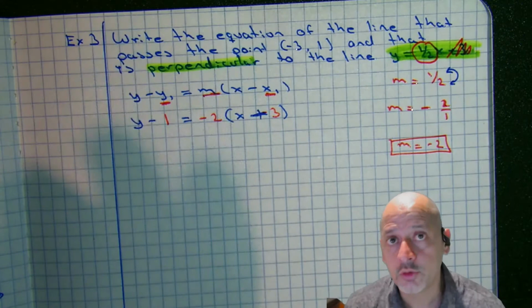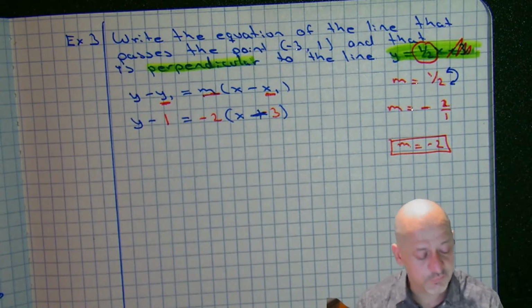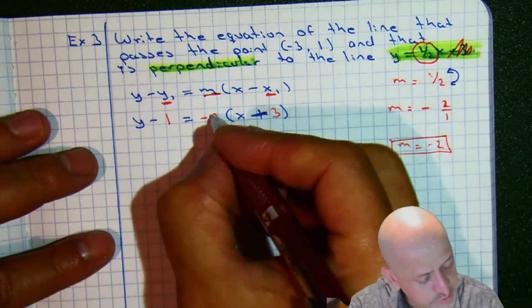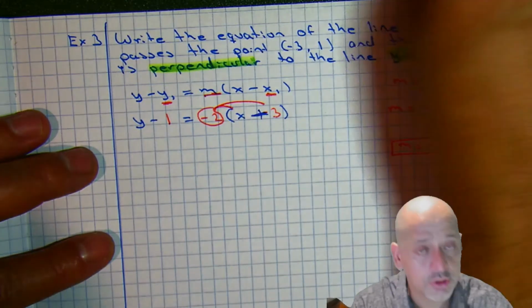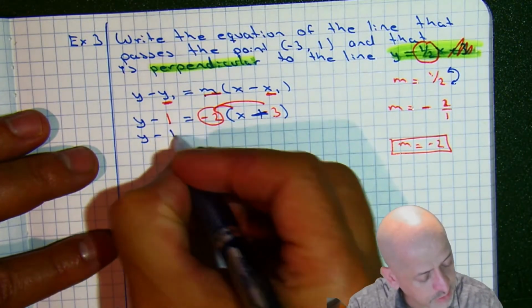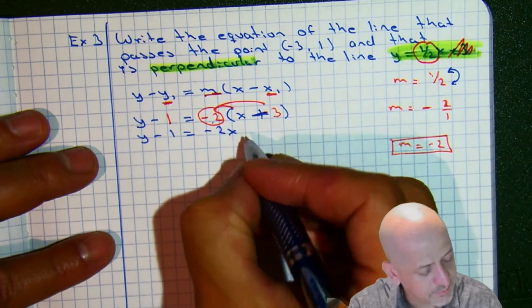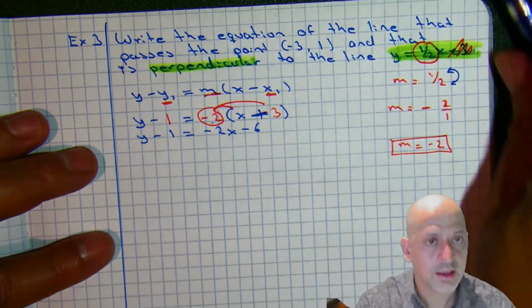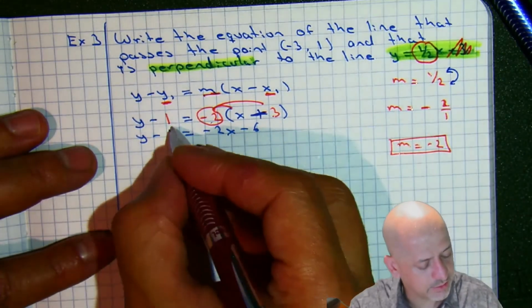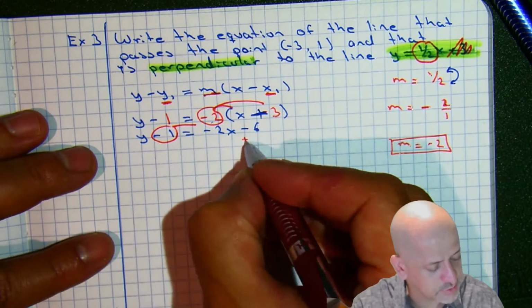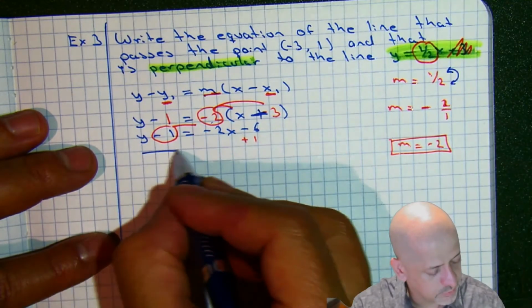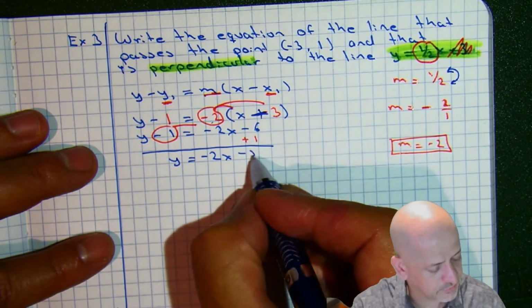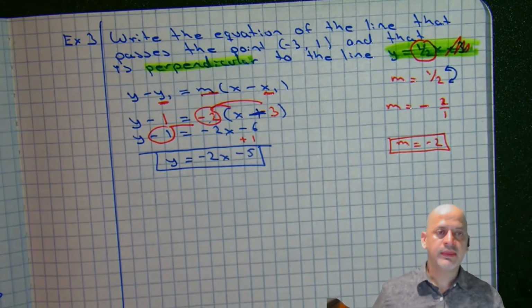But most of the time, we do need to rewrite it in slope intercept form. So two-step process. What's the first step? Correct. Distribute property. So I'm going to distribute the -2. y minus 1. -2 times x is -2x. -2 times +3 will give me a -6. Last, I'm going to move my -1 to the right, or you can do +1 on both sides, whichever you prefer. And that gives me y equals -2x minus 5. And that is the equation that we're looking for.